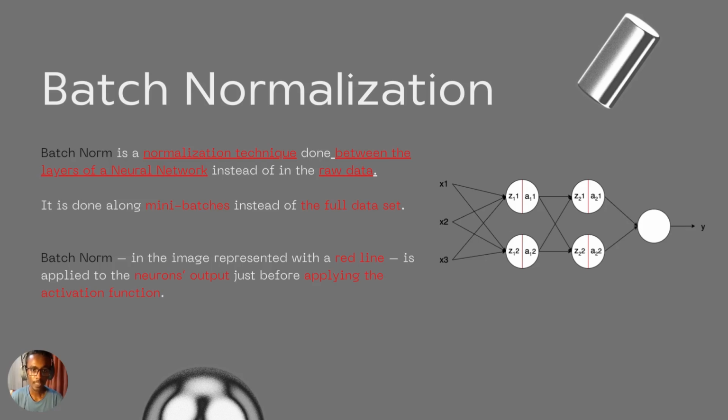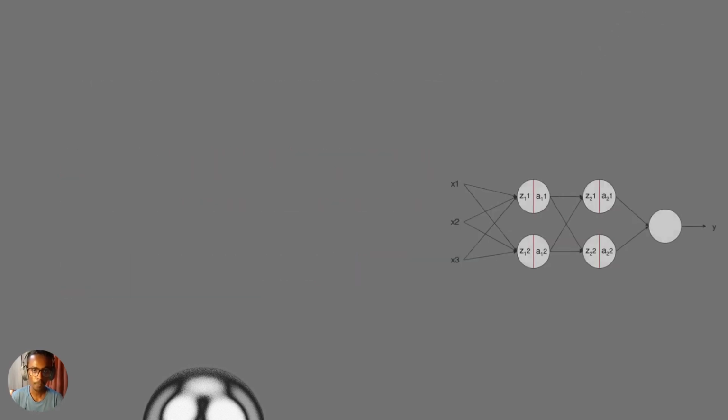And batch norm is basically a normalization in the inner layers of a neural network instead of the raw data. It's done along mini batches instead of the full data set. In the image, it's represented as a red line, and it's applied to the neuron's output just before applying the activation function.